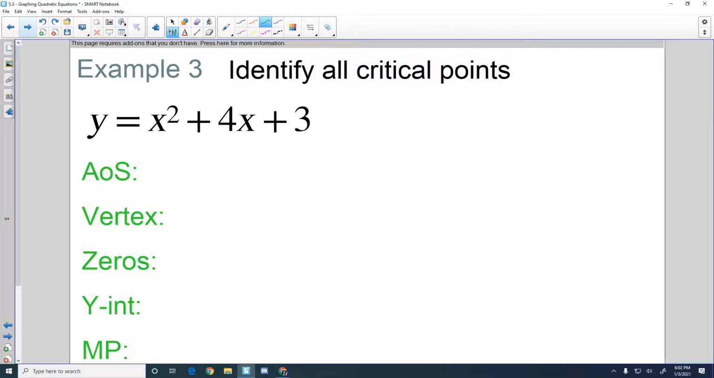How about this one? Well, the equation looks a little bit different. There's an x squared and an x term, meaning we are now in standard form.